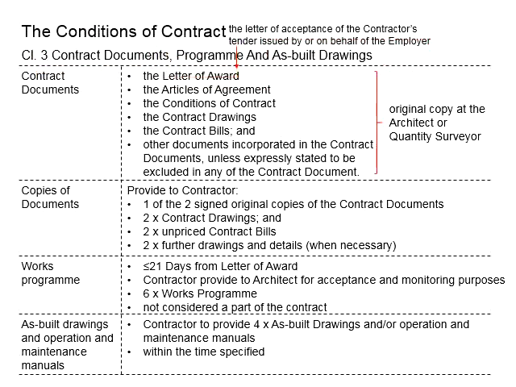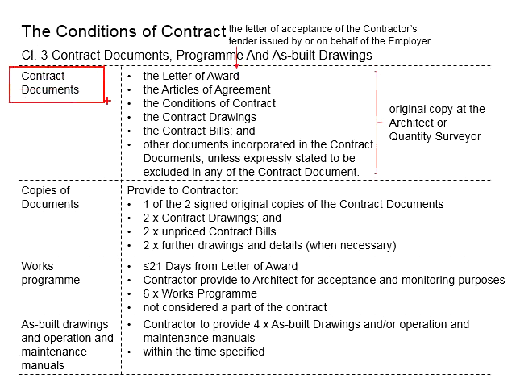as-built drawing. First, let us look at what is meant by the contract document. It basically consists of the letter of award, the articles of agreement, conditions of contract, contract drawings, contract bills, and other documents incorporated in the contract document. When documents come together with the contract document, they are deemed to be part of the contract, unless it is clearly stated that they are to be excluded from the contract document.